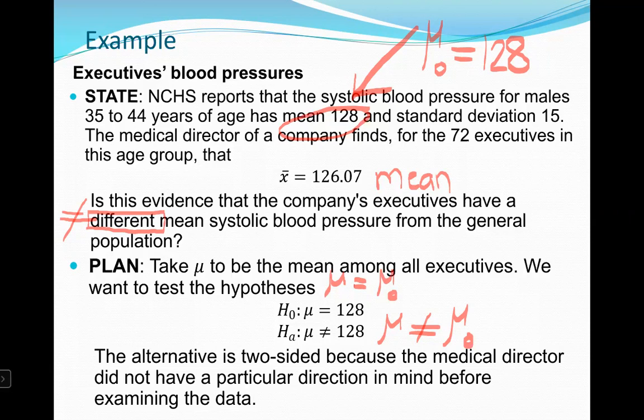The alternate is two-sided because the medical director did not have a particular direction in mind before examining the data. So he wasn't saying less or greater than.